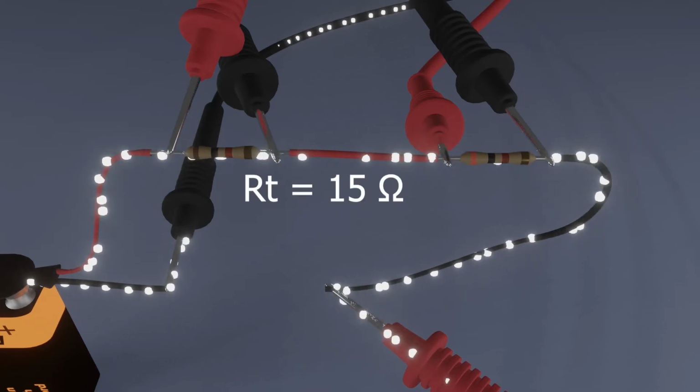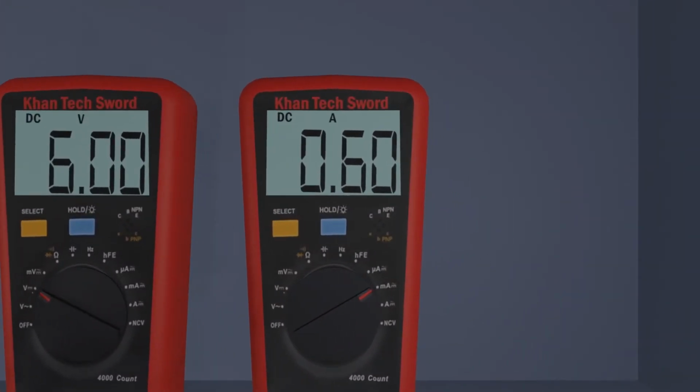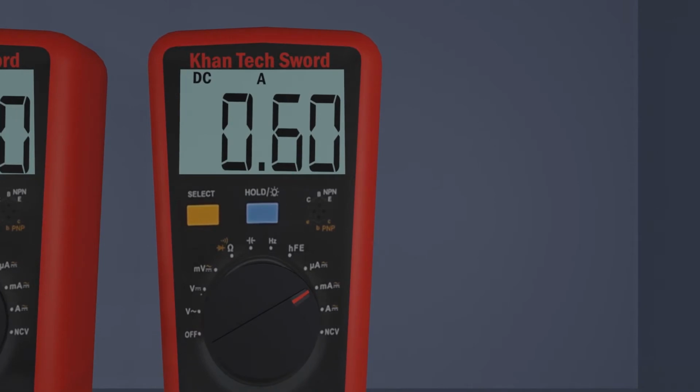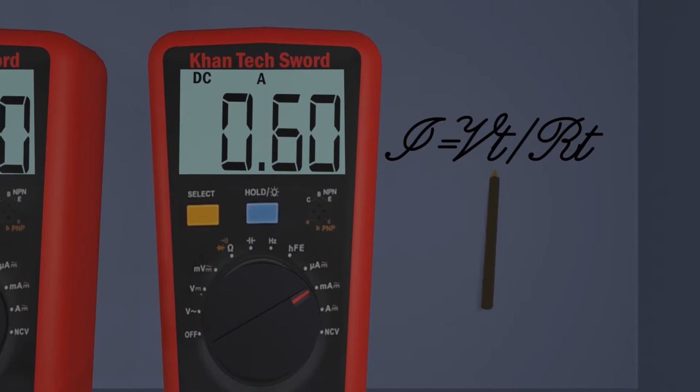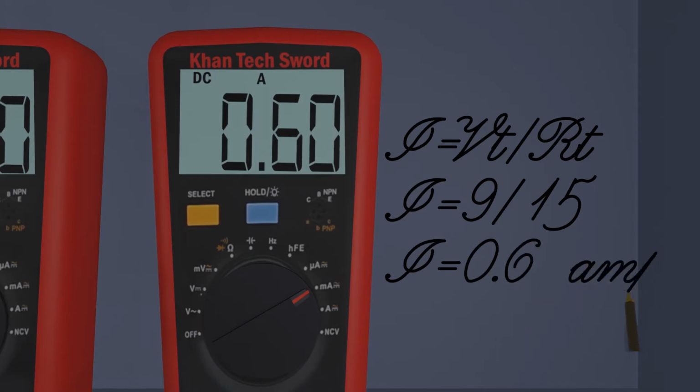To find out the current of the circuit, just place the multimeter anywhere in the circuit, because in a series circuit current is the same everywhere. And we can also find the current of the circuit by using Ohm's law. I is equal to Vt divided by Rt, where Vt is total voltage and Rt is total resistance. I is equal to 9 divided by 15, which is equal to 0.6 amperes.